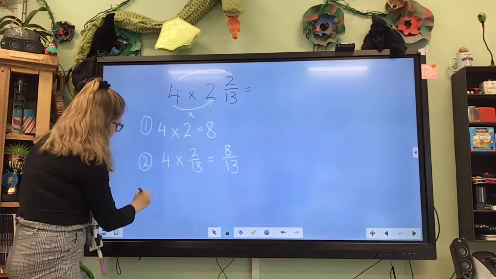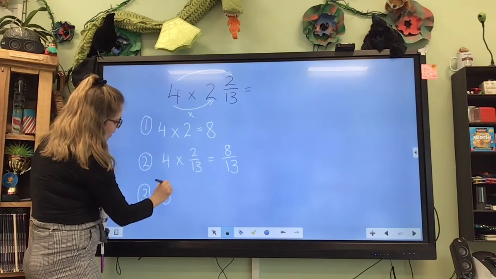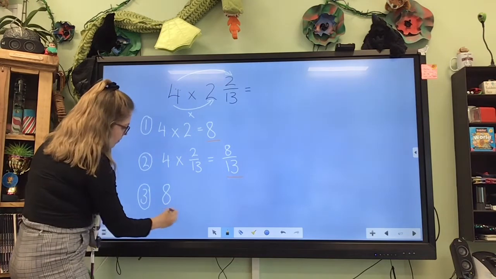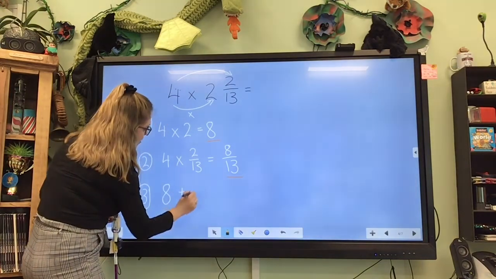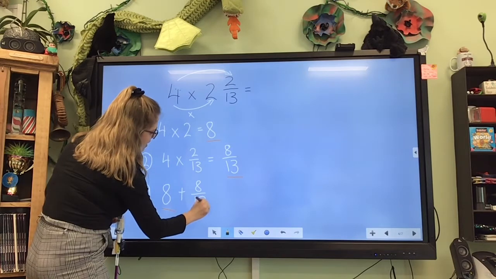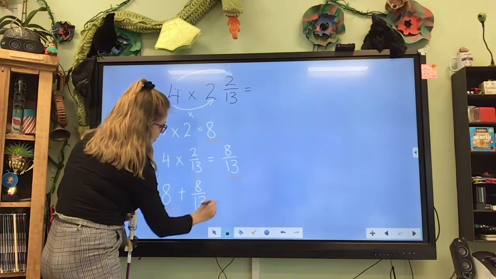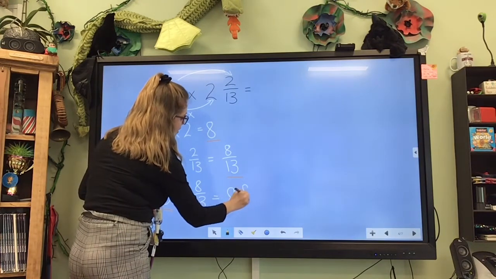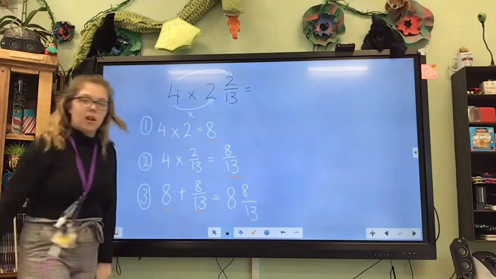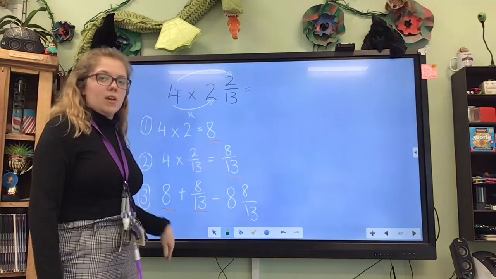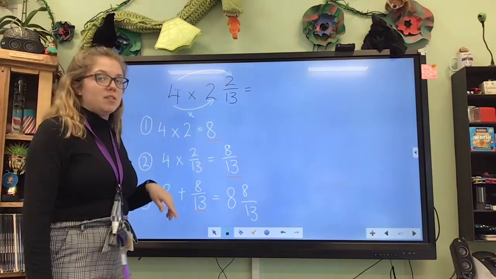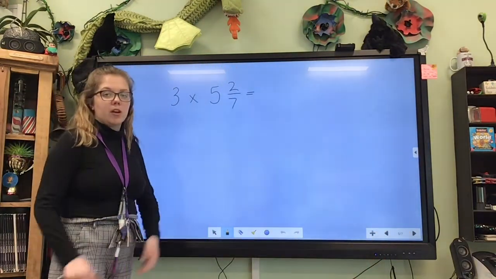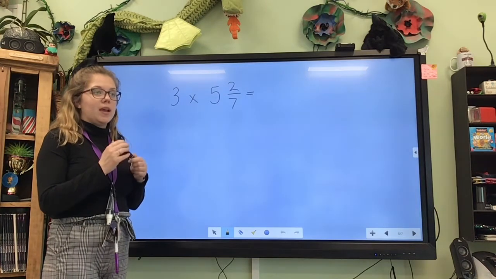Step number 3, I'm simply going to take my 8 wholes, my answer here, and my answer here, and we're going to add them together. 8 wholes, add 8/13 equals, really simply, 8 and 8/13, like that. Easy, 1, 2, 3, 3 steps when you're multiplying mixed numbers like that. Right, have a go at this question on your own. Check back in when you're ready to hear the answer.